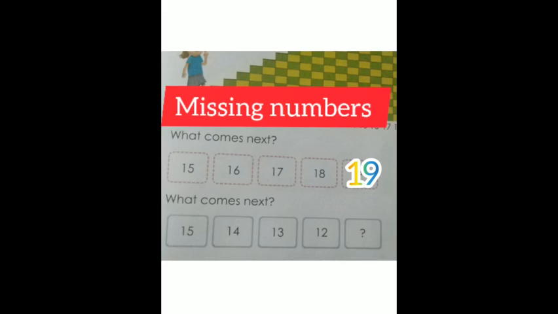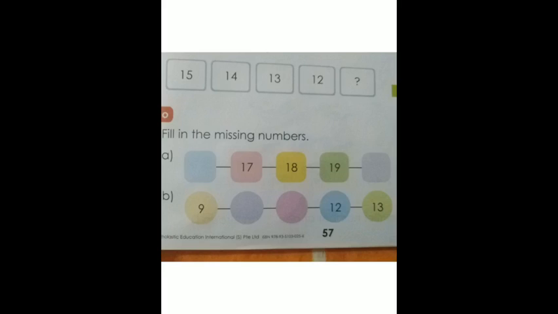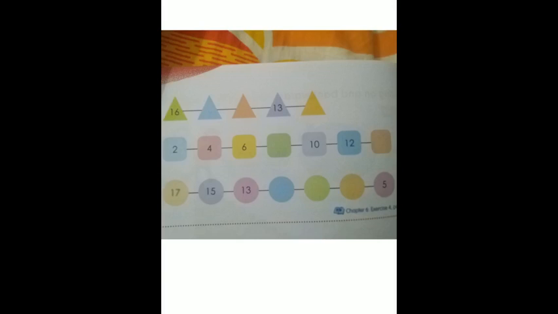This way is called counting backward method. So before 12, what comes? 11. This is your homework part. You have to complete it by using counting onward method and counting backward method.